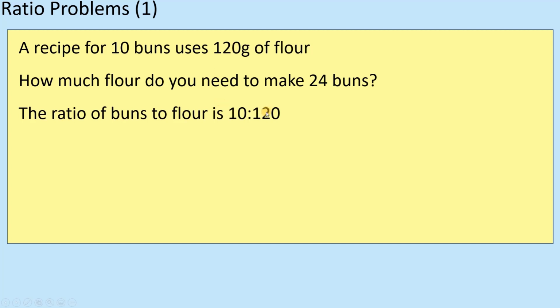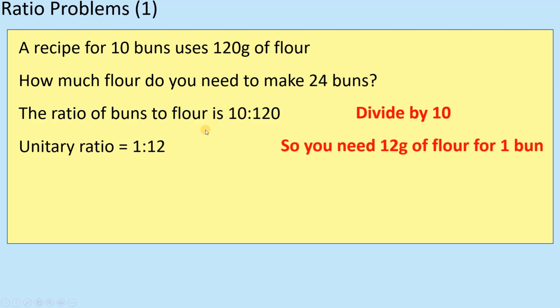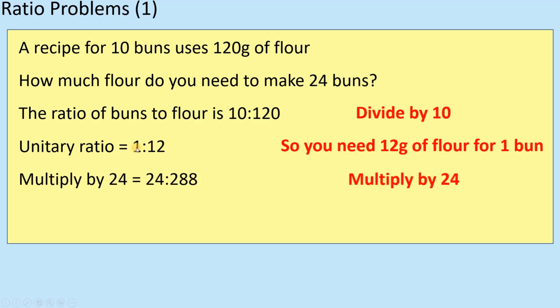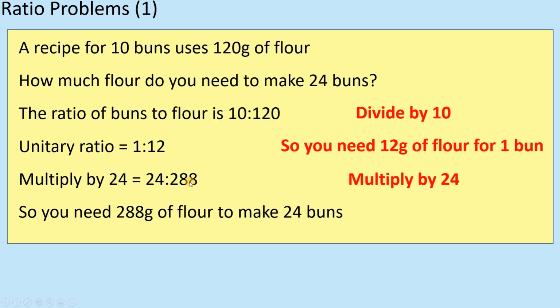So we put 10 to 120 and do the unitary ratio bit. We say 1 to 12, so 1 bun needs 12 grams of flour. Then we need to times it by 24 to tell me how many grams of flour I need, which is 288. So 288 grams of flour for 24 buns. That's the purpose of the unitary ratio idea.